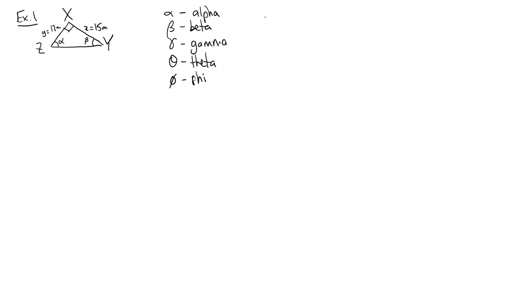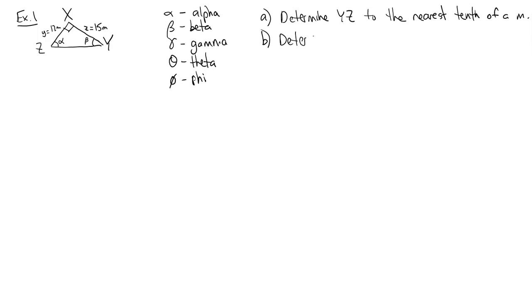So here's what I want us to do with this particular question. I want us first to determine YZ to the nearest tenth of a meter. And the second thing we're going to do after we do that is we're going to determine angle Y and angle Z. And so we could label it as angle Y and angle Z, or also obviously alpha and beta.